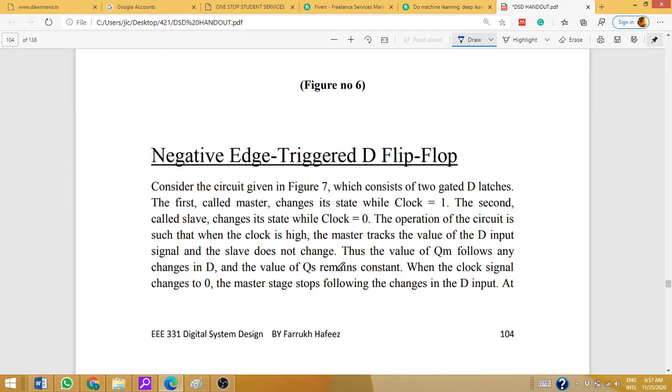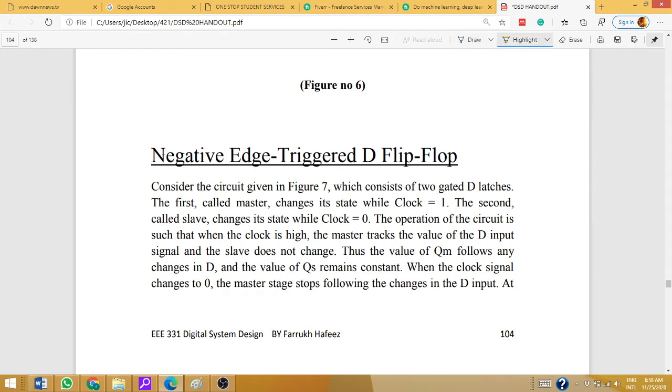Last week we started sequential circuits. In sequential circuits we discussed latches, the different types of latches, and flip-flops. Today we are going to start flip-flops. Broadly speaking, there are two types of flip-flops: negative edge trigger and positive edge trigger flip-flop.